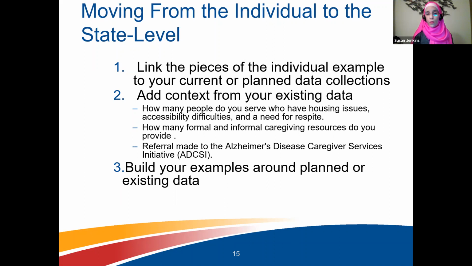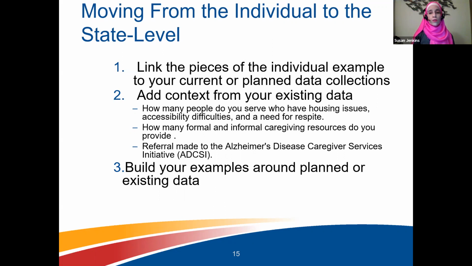In theory, and I know for the state program report, you are collecting some data in your other services, but you may be collecting, and should be collecting, data for your evidence-based falls prevention program, if that's one of the services that was provided to this individual and his family. But link parts of your individual example to your broader data collections. Categorize them based on the categories that you're already collecting data on or already reporting data on. Add context from your existing data.